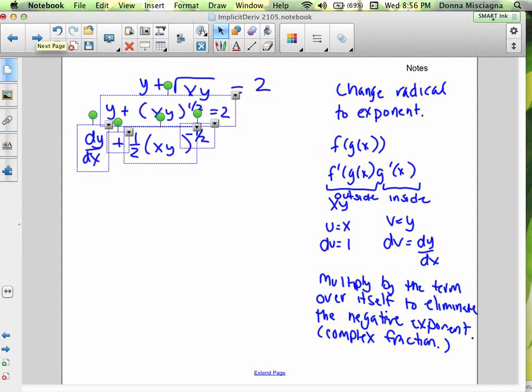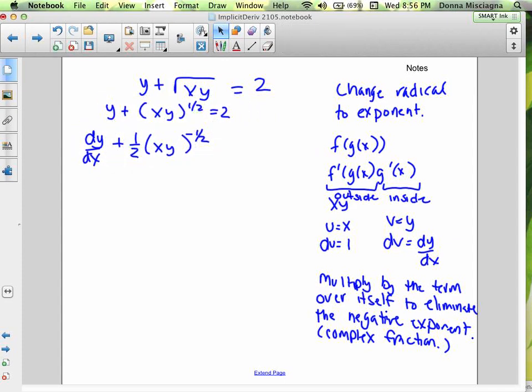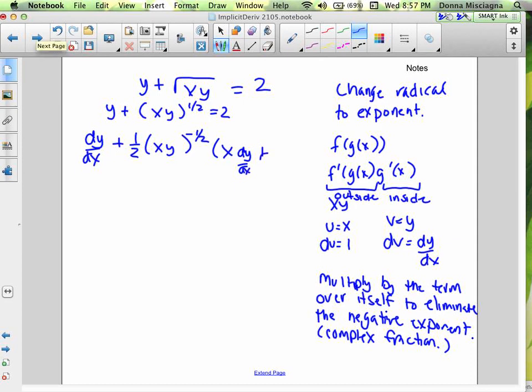There we go. All right, so the derivative of xy would be times the first, which is x, times the derivative of the second, which is dy/dx, plus the second, which is y, times the derivative of the first. So that's just going to be plus y. Equals 0, because the derivative of a constant is just 0.